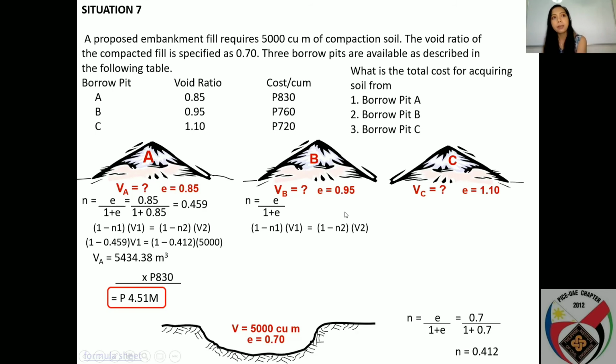N is equal to E over, napaka-advanced mag-isip. Congratulations. Iba din. Thank you so much, class.